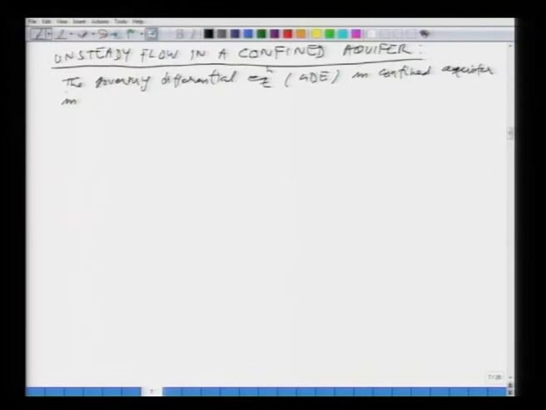In the cylindrical coordinates, the equation is given by the following equation. This equation we have actually seen earlier. We did the derivation of governing differential equations in the confined and unconfined aquifer.